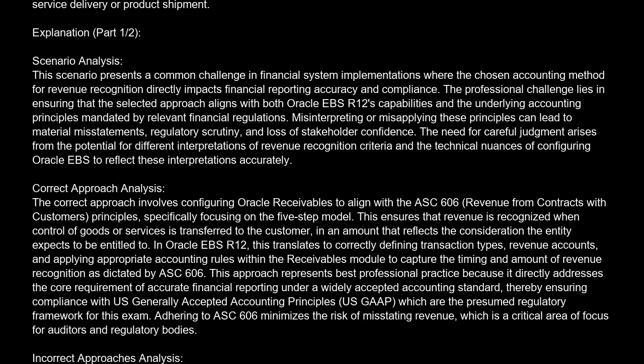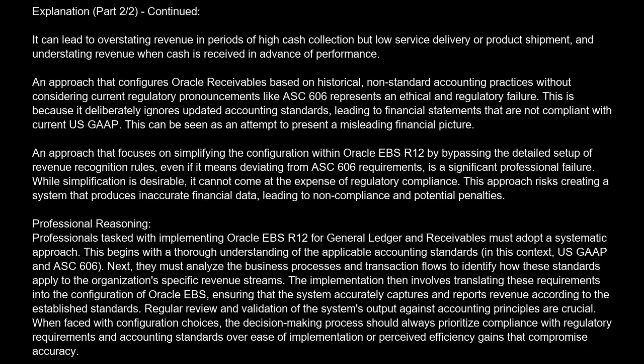An approach that prioritizes solely the immediate cash receipt for revenue recognition fails to comply with ASC 606. This is a regulatory failure because it violates the principle of recognizing revenue when earned and realized, not just when cash is received. It can lead to overstating revenue in periods of high cash collection but low service delivery or product shipment, and understating revenue when cash is received in advance of performance.